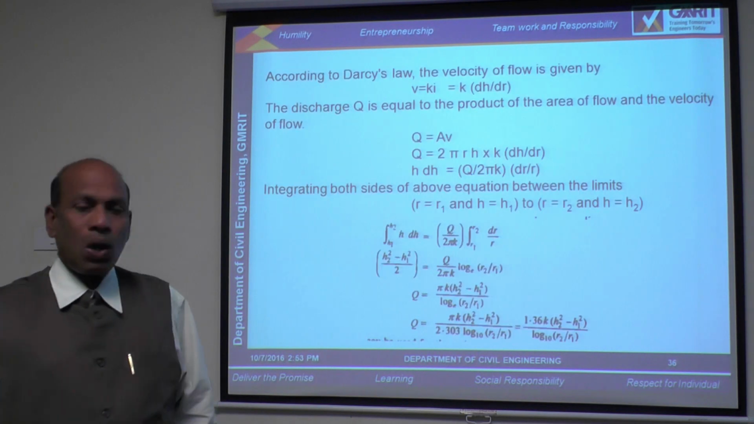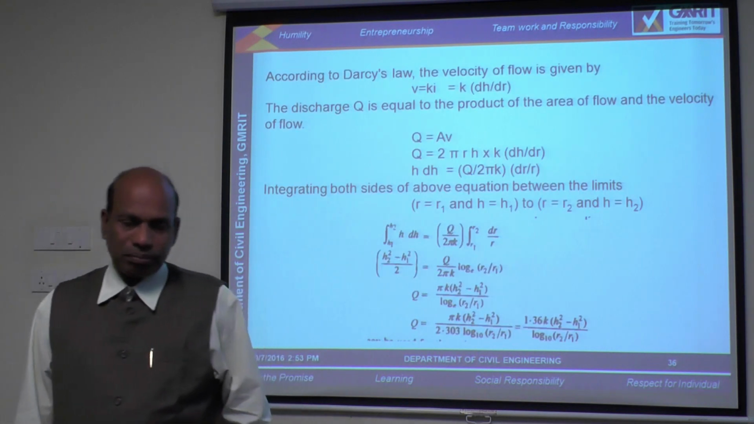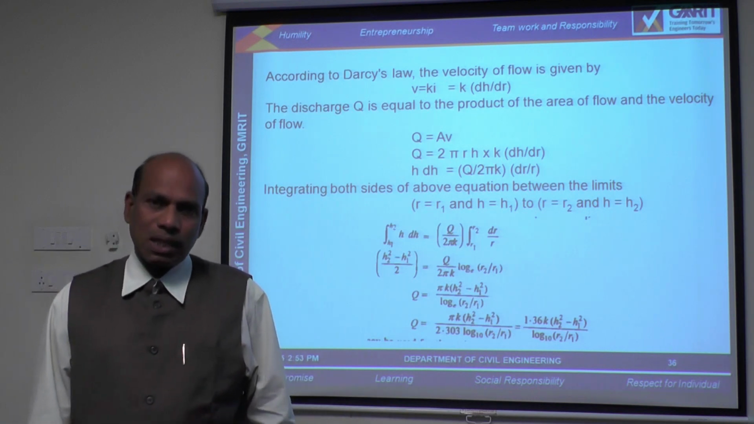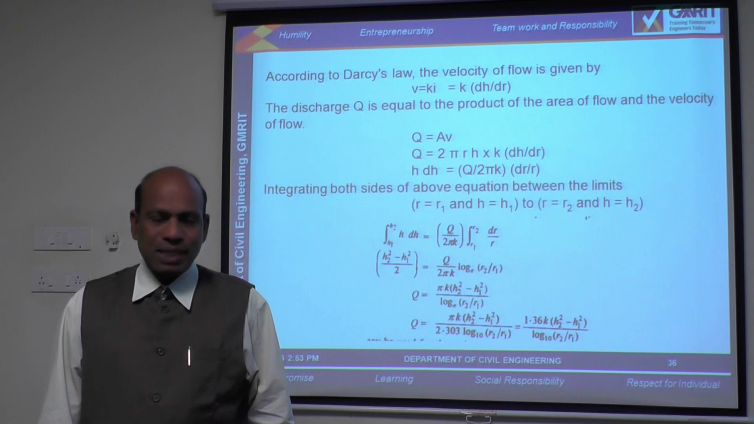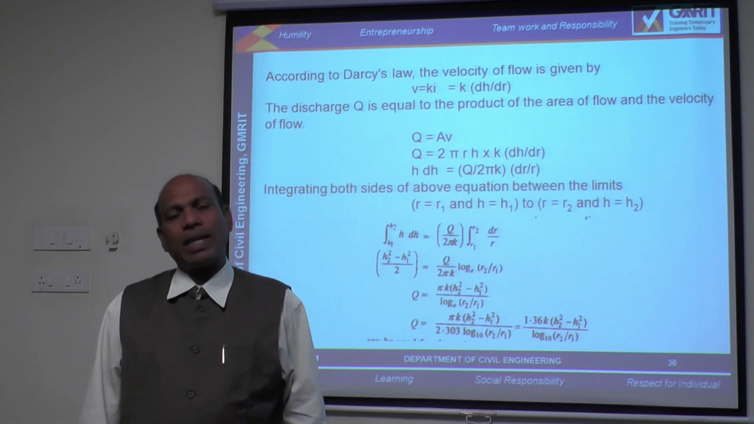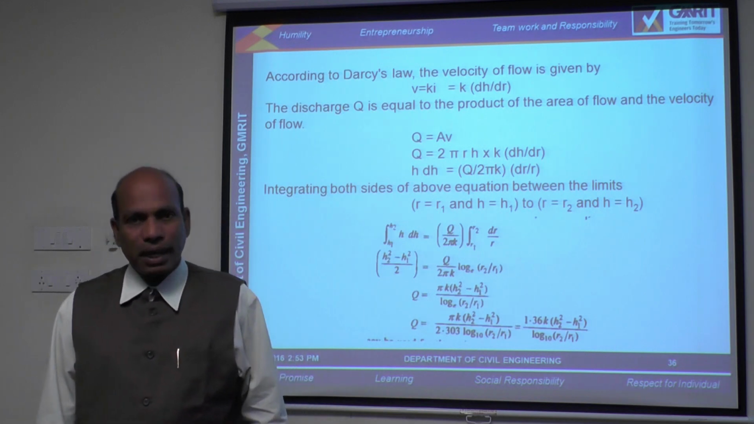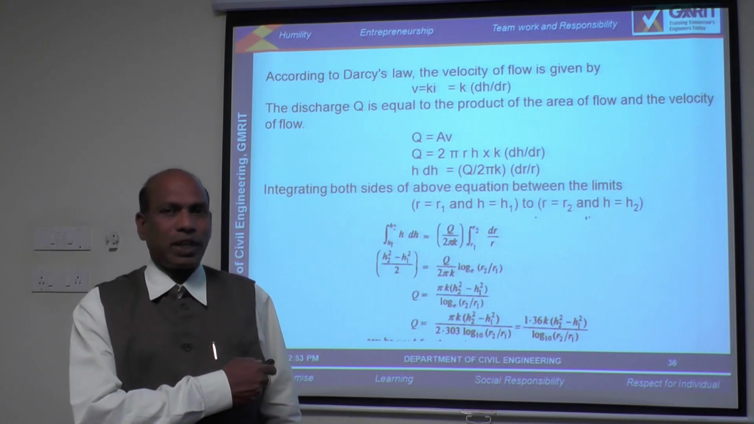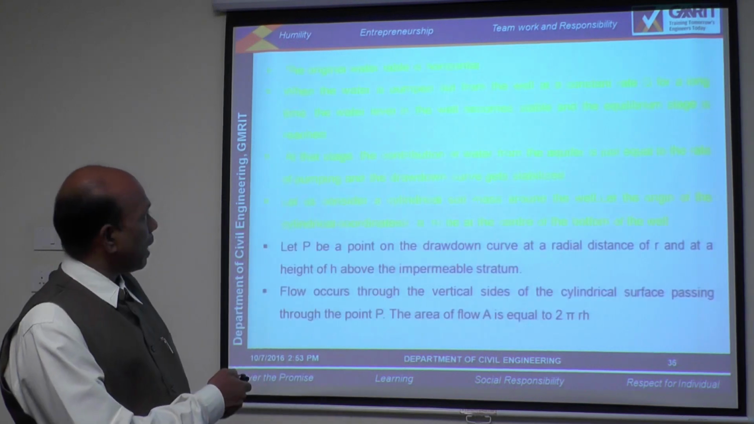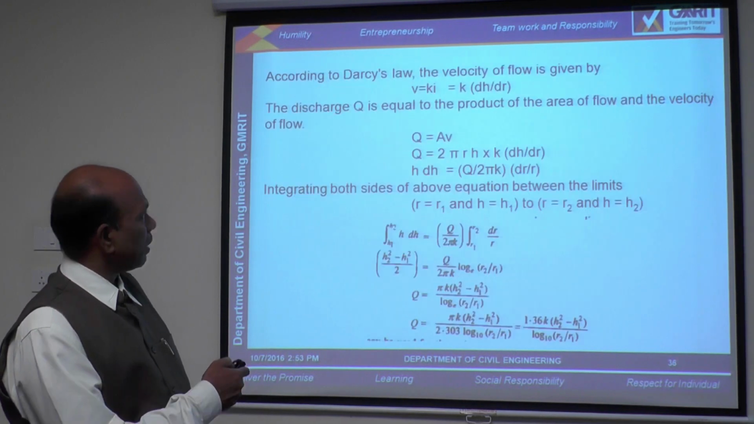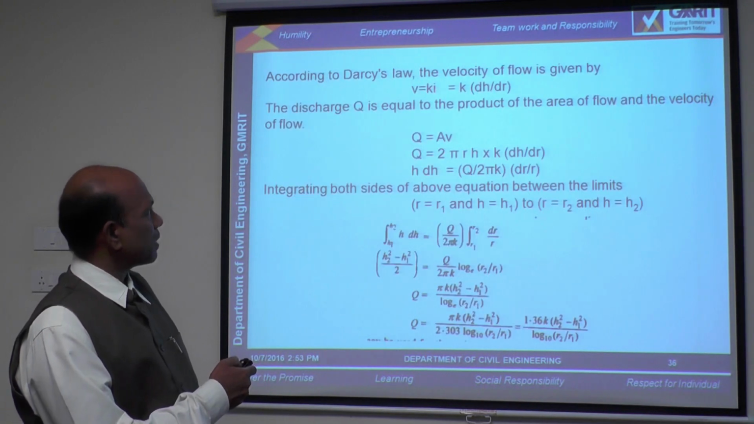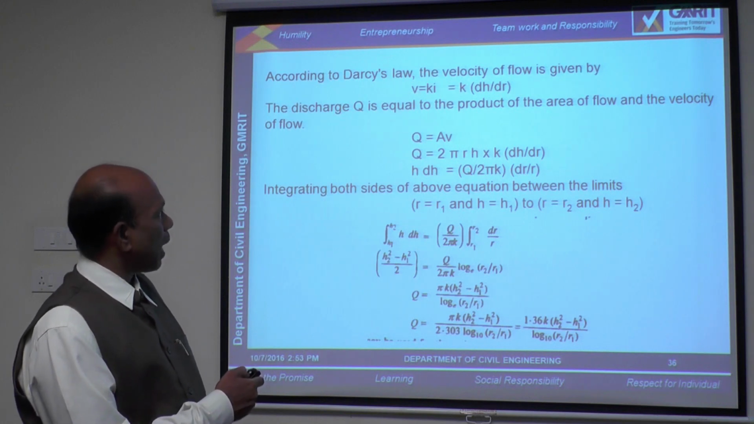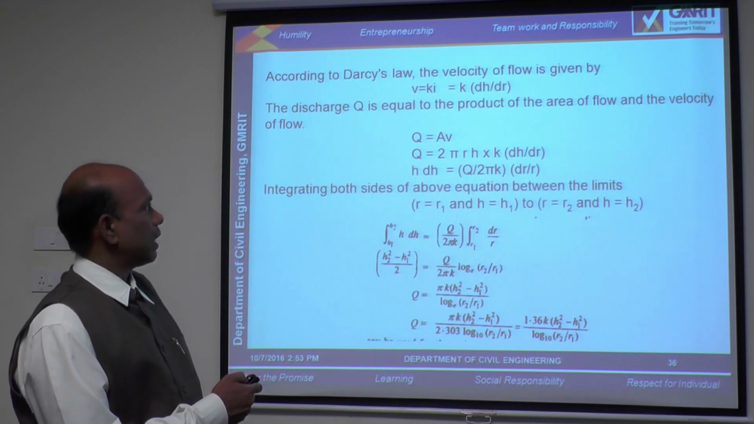Now we know Darcy's law. Darcy's law says that the velocity of flow is directly proportional to the hydraulic gradient line. So here velocity is equal to K into I. K is the coefficient of permeability, I is the hydraulic gradient line. Here V is equal to K into I, which is nothing but dH by dr.